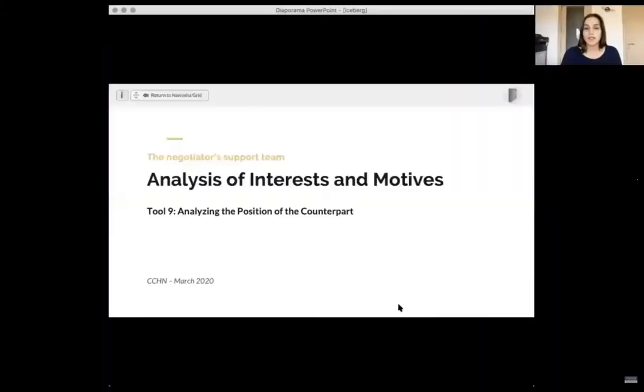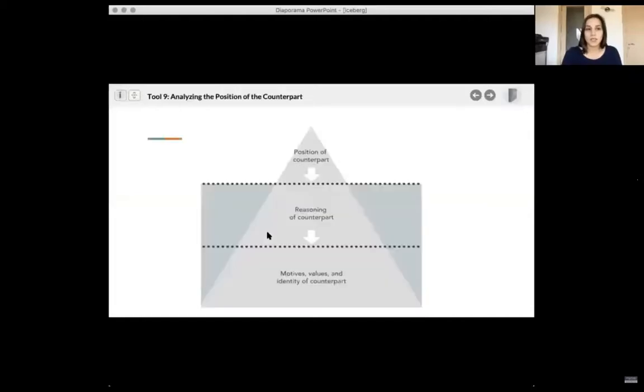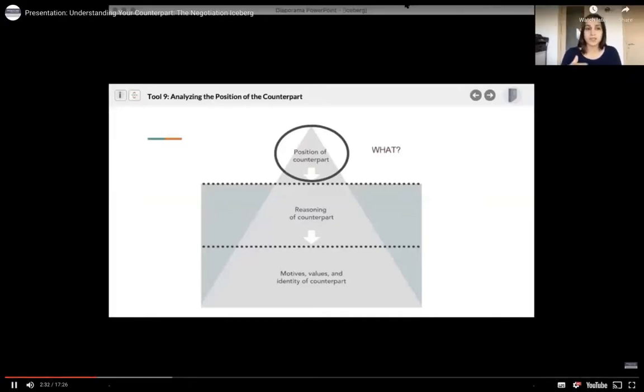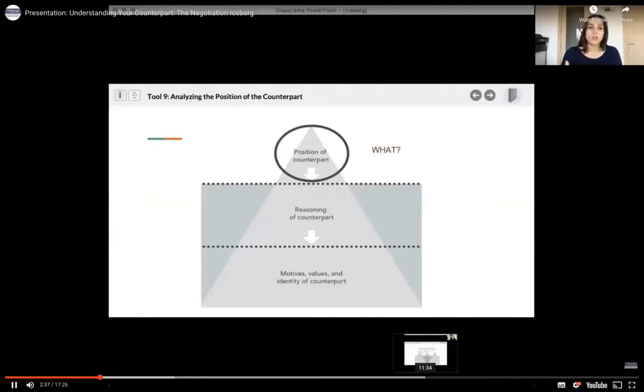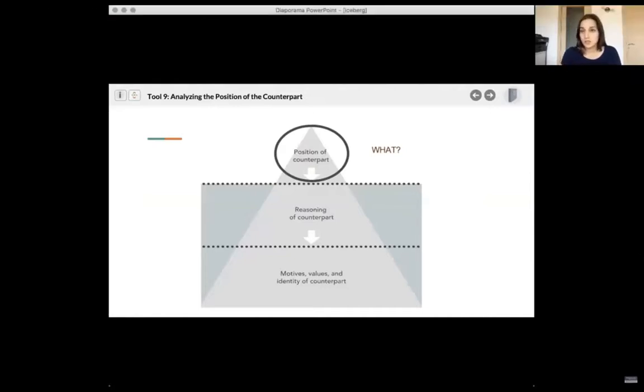So we see that at the top of the iceberg of the counterparts, we start with the part that is emerging outside of the water, which is the position of the counterpart. The position is looking at what does the counterpart want, asking ourselves, what is it that we know? This is what you hear, what you know of the position because it has been communicated to you in a more or less clear manner. And it's also what you know based on what the counterpart wants you to know. So this is clearly what you observe.